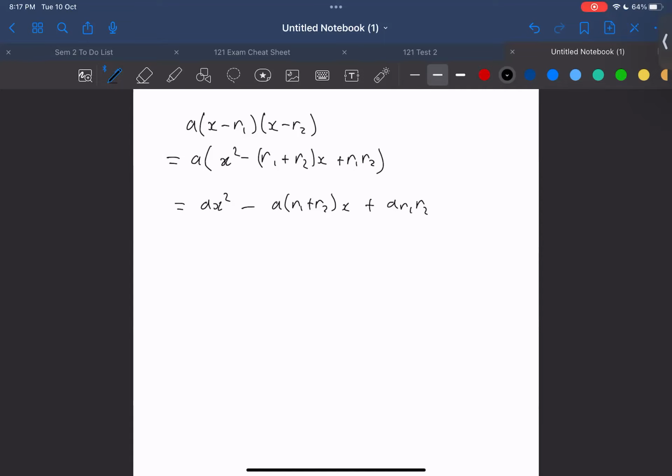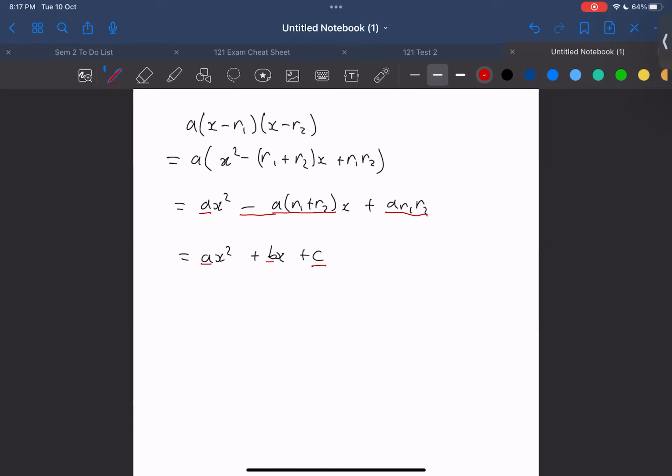We also know this quadratic is of the form ax squared plus bx plus c, where this is just the expanded way of expressing the quadratic, right? So if we match up the coefficients, actually, that should be all the way there.